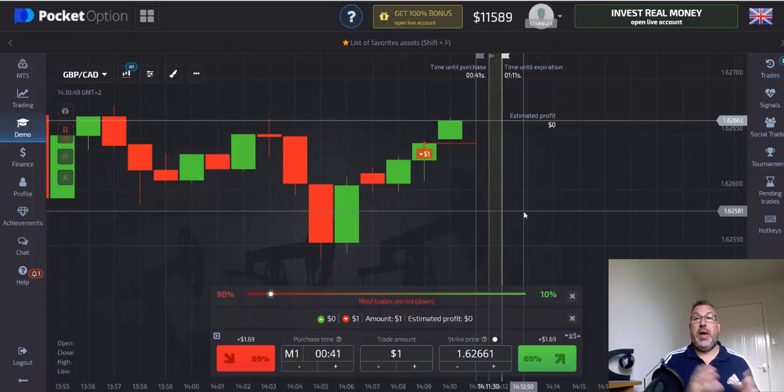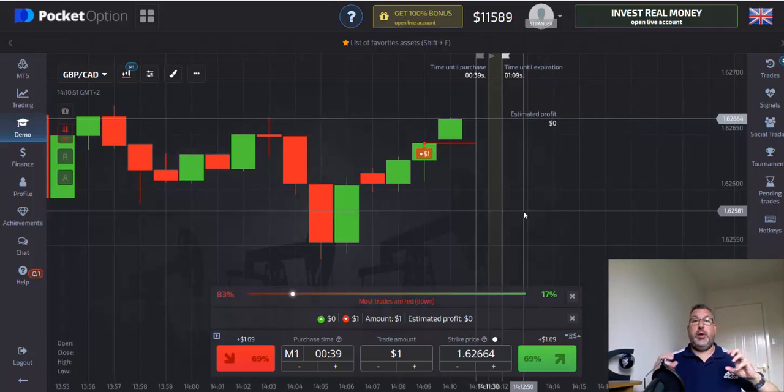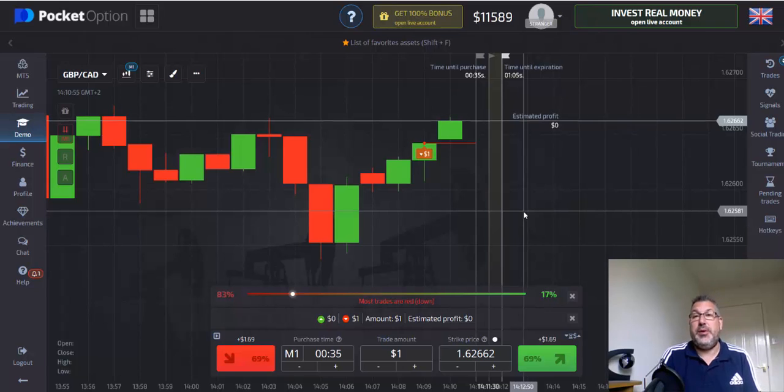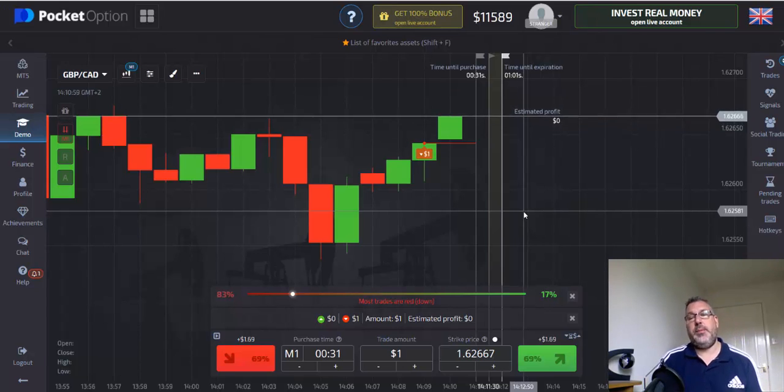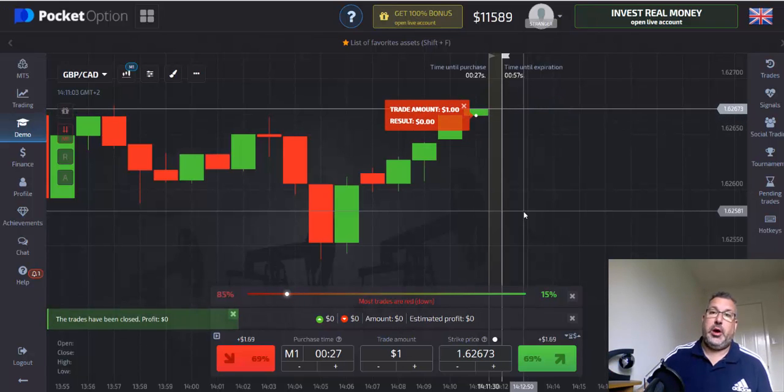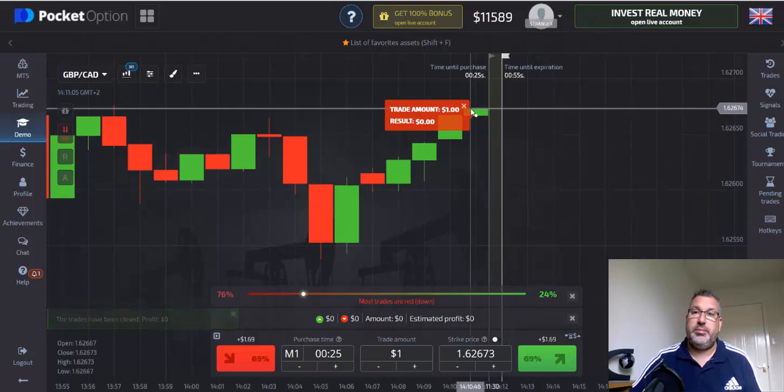If you've got 100 quid spare and you don't need to pay any bills, you don't need to buy food, you don't need to buy nappies, whatever it is that you need to spend your money on, then fine. But don't go spending your last pennies thinking that you're going to make 500 quid overnight and all your problems will be solved.